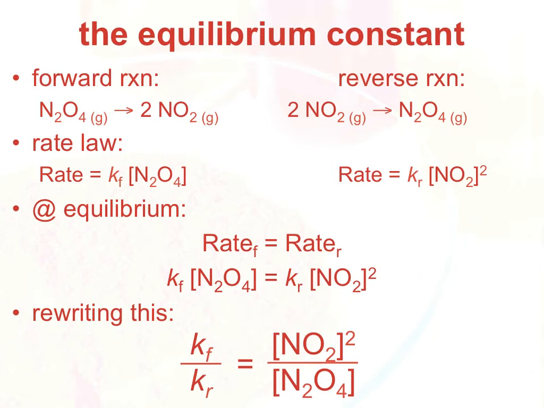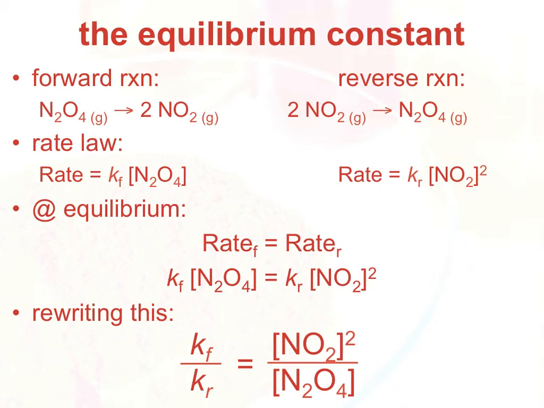Let's go ahead and look at the derivation of the equilibrium constant. Right here we have our forward reaction and our reverse reaction for the decomposition of the N₂O₄ dimer, as well as the dimerization of the NO₂ gas to form the N₂O₄. We've already looked at these. These are the corresponding rate laws for the forward and reverse reactions respectively.